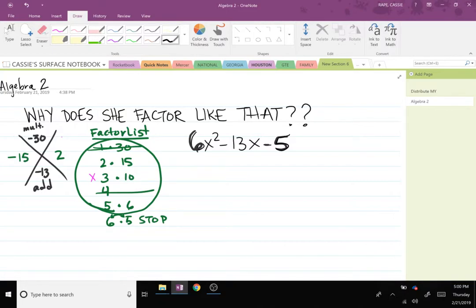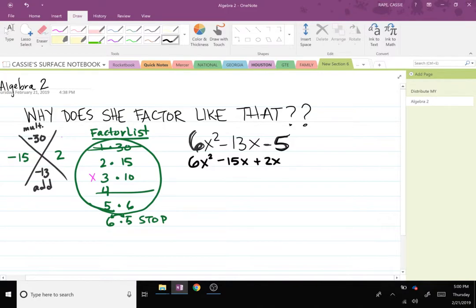Anytime you go off to the side and do tricks, you stand a likelihood of making an error. So I'm going to look at this: 6x squared minus 13x minus 5. I'm going to rewrite that as 6x squared here. Now, I'm going to rewrite -13x as 2 factors, and that would be -15x and +2x.